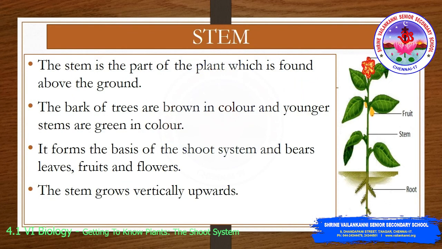Now we will be studying about the stem. The stem is the part of the plant which is found above the ground. The bark of the trees are brown in color and younger stems are green in color. It forms the basis of the shoot system and bears leaves, fruits and flowers. The stem grows vertically upwards.